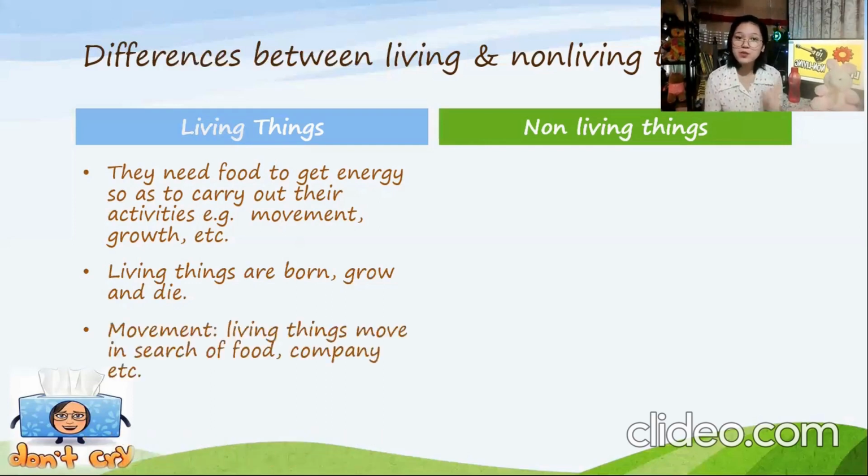Well, in such movements, living things move to search for food, company, and etc. We humans or the animals do move. Well, we search for food. That's why we go to the groceries. We go to the mall to buy our needs, like clothes. Also, we call a friend for company, or we call our family for company. So there is a movement when you say a living thing.